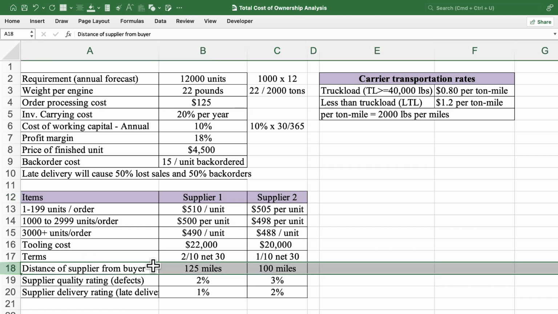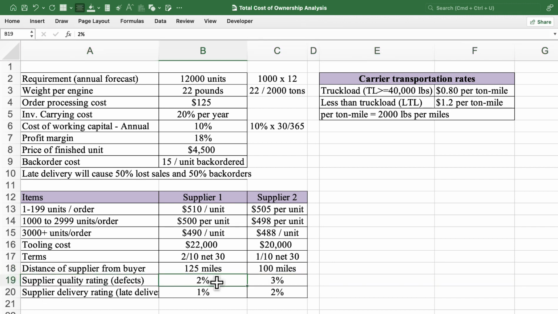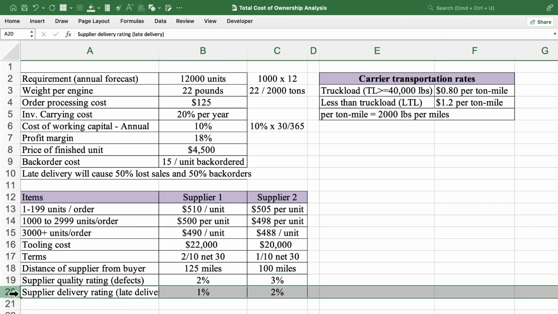Distance of supplier from the buyer: supplier 1 is 125 miles away, supplier 2 is 100 miles away. Then supplier quality rating, which means you can expect for supplier 1, 2% of units will be defective, and for supplier 2, 3% of units will be defective. And then late delivery: from supplier 1 you can expect 1% of deliveries will be late, and for supplier 2 it will be 2%. We will be using this data in total cost of ownership analysis.